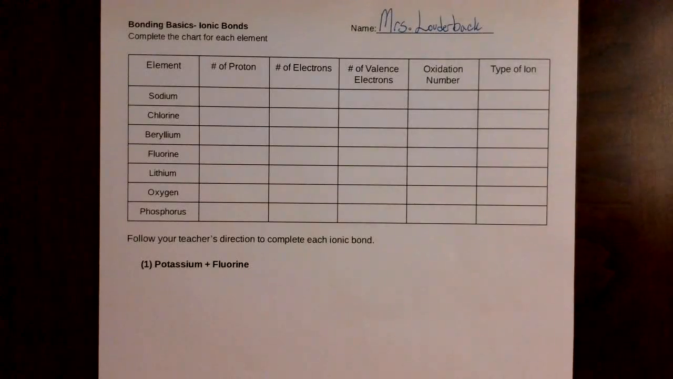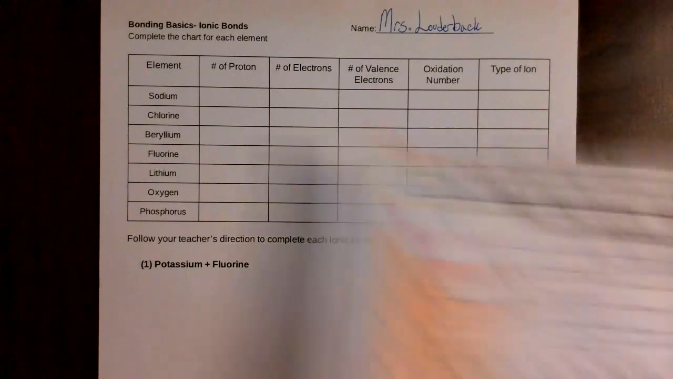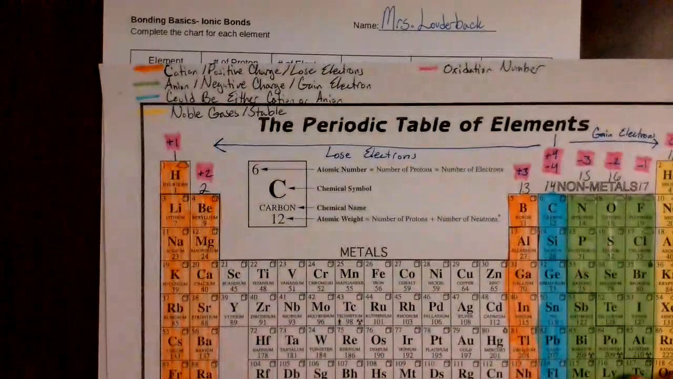This is Mrs. Lauterbach, and today I'm going to walk you through how to draw the ionic bonds between a metal and a nonmetal in this worksheet using the Bohr method. We're also going to review some basics in terms of protons, electrons, valence electrons, oxidation number, and type of ion for various elements. So that's actually the first thing we're going to do. And I have a periodic table already with me to help me go through this.